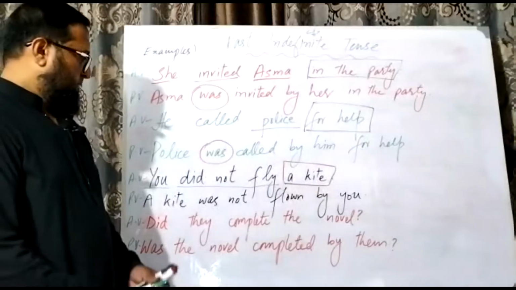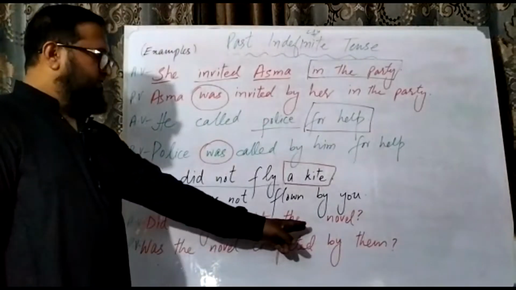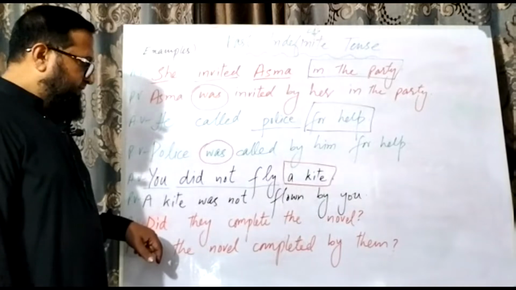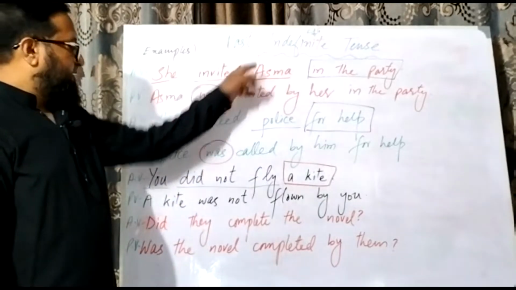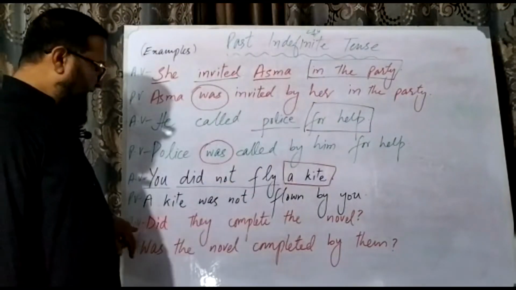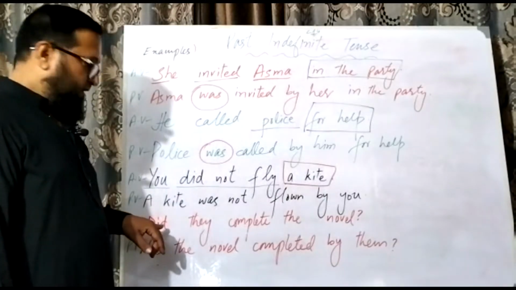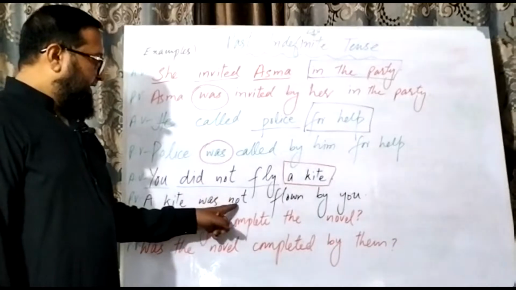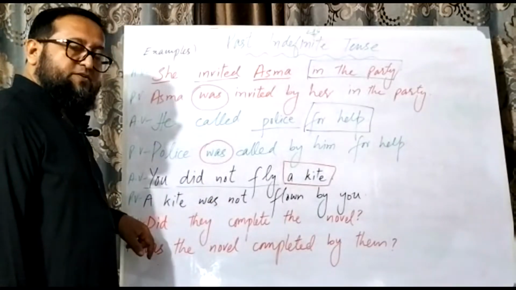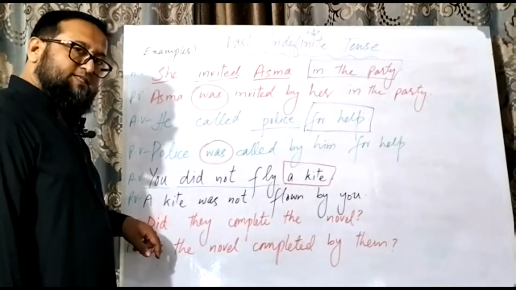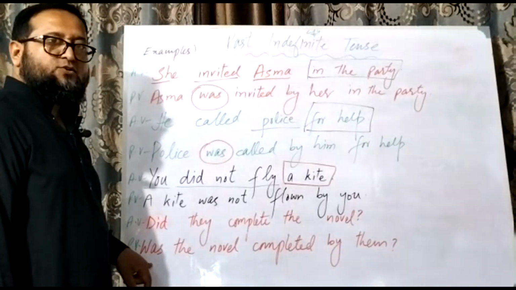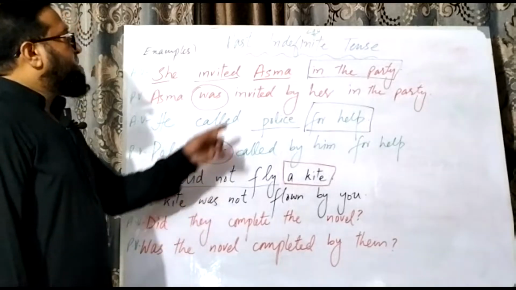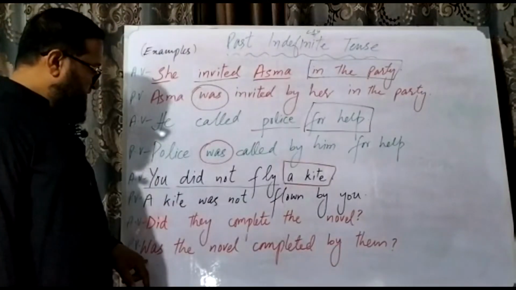Third sentence: did they complete the novel? This is interrogative. If did is there, then in past indefinite tense, the first form of verb is used in active voice. When we convert it into passive voice, you must know that negative will remain negative and interrogative will remain interrogative. So if there is a question, there must remain a question. Did will be converted into was or were, in past indefinite tense.